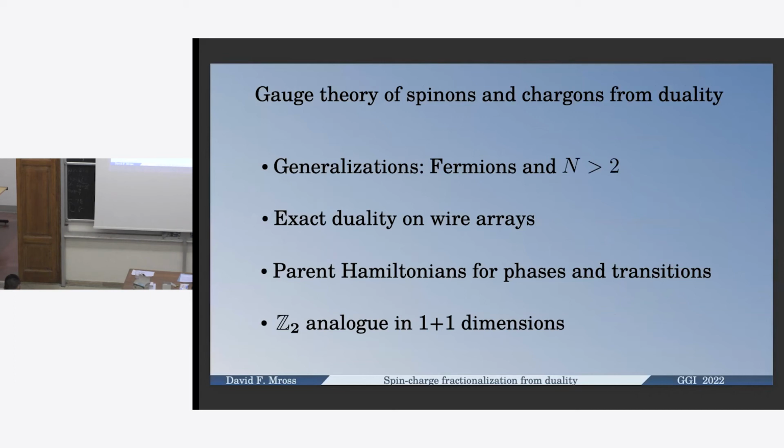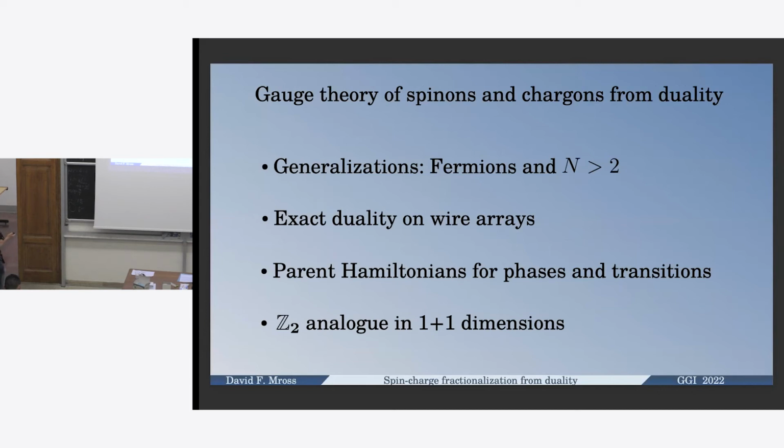So the main goal which I started out with was I wanted to get these spinons and chargons using the duality, and maybe somewhat surprisingly, I didn't actually need to put in very many ingredients. It came out almost for free, which is nice. Then one can get to fermions.